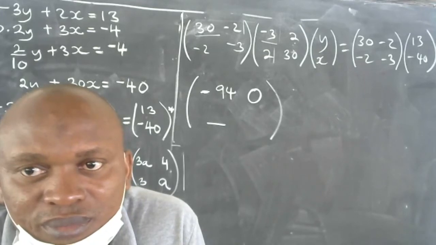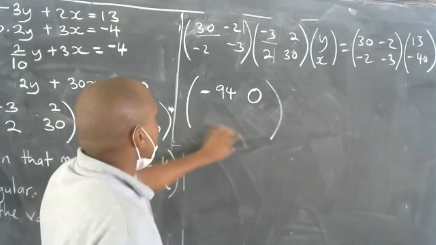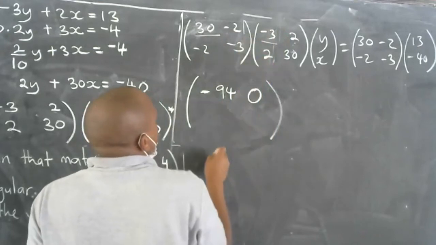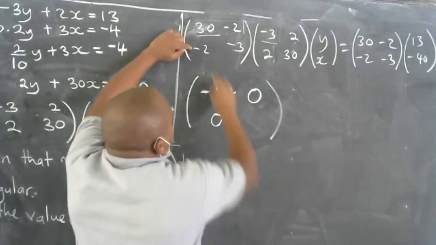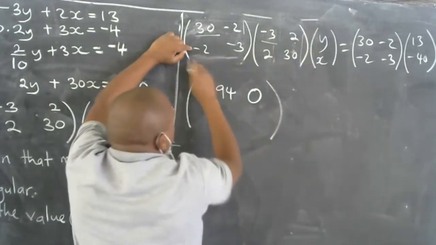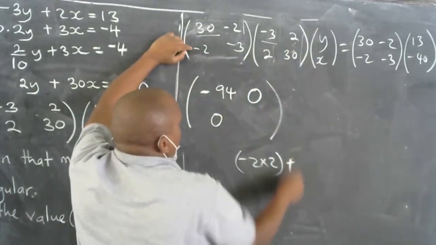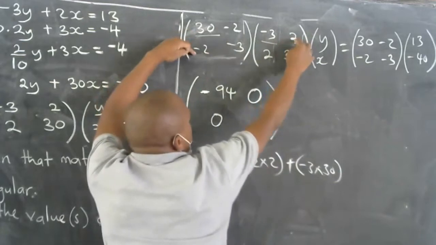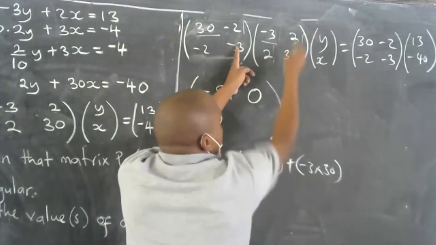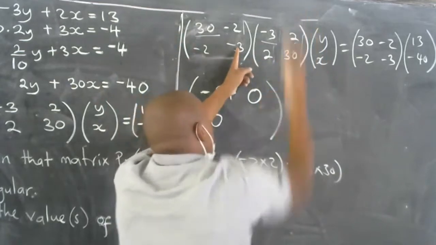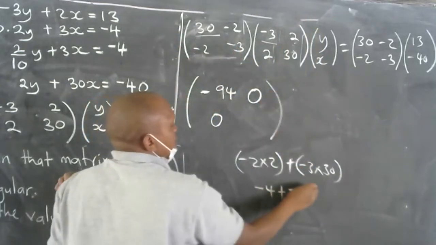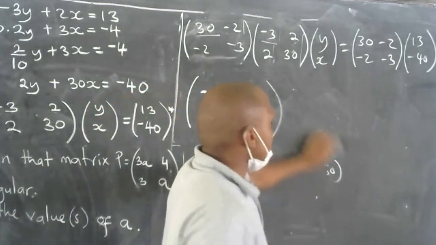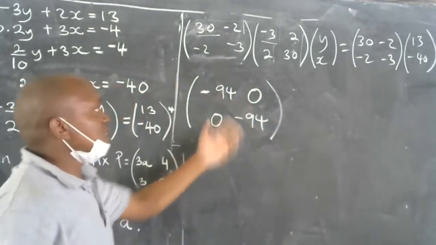Yes, sir. So the next number down here, we are going to multiply again. This and this. When you notice, this is negative, it will also be zero. Then the next and the last one, negative 2 times 2, then negative 3 times 30. I've got this times this, first and first, the second down. Here you go by a row, there you go by a column. So this is negative 4 plus negative 90, also negative 94. You will notice that the number here is always the same as the other one.